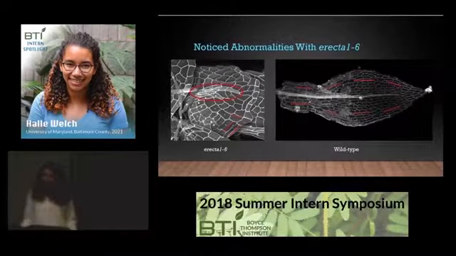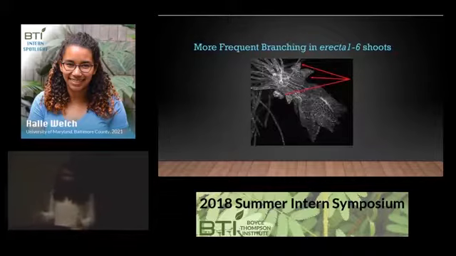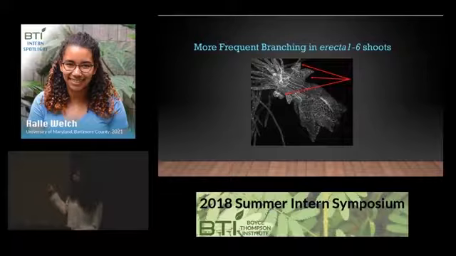We also noticed that there was much more frequent branching in the erecta shoots. So in wild type, this would also happen occasionally, but not nearly as frequently. But we would see other shoots start growing out of the base of the erecta shoot.